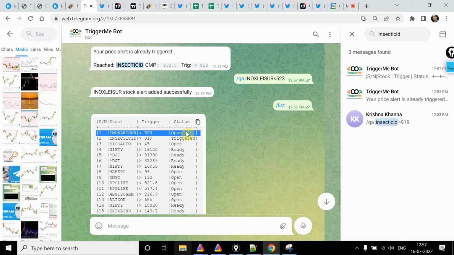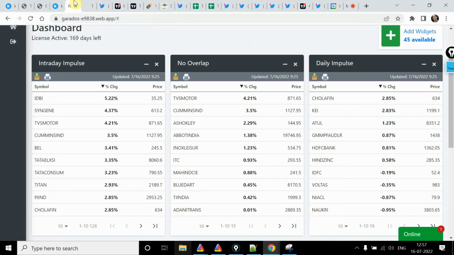This alert is open on Trigger Me bot. So for tracking, I would be using Trigger Me bot. For identifying which stock to go for, I will be using the real-time dashboard. And for actually analyzing the chart and making a decision, maybe TradingView in this case, since I'm showing you that. However, any broker is also there. So these are some options which I have, and I will use either one of them.